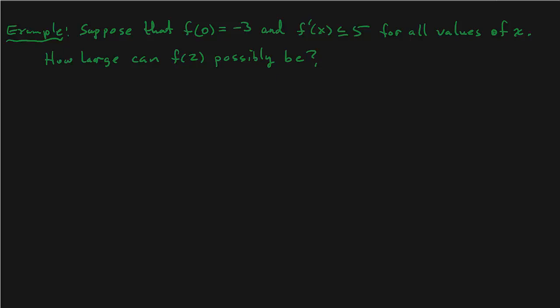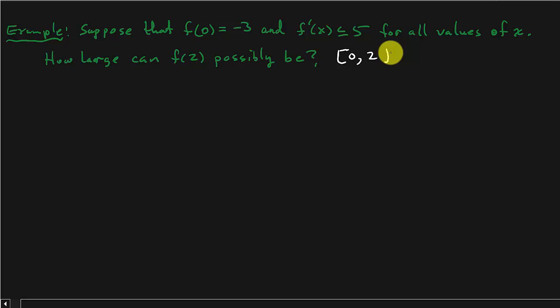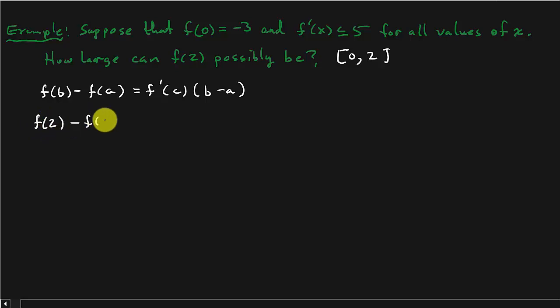It's going to be the same thing. We're going to apply this on the interval 0 to 2. So remember, same thing: f(b) minus f(a) equals f'(c) times (b minus a). So we get f(2) minus f(0) is equal to f'(c) times (2 minus 0).